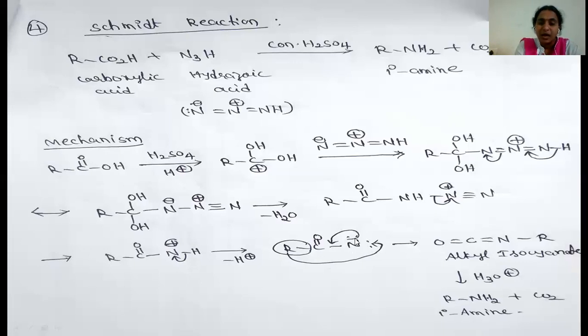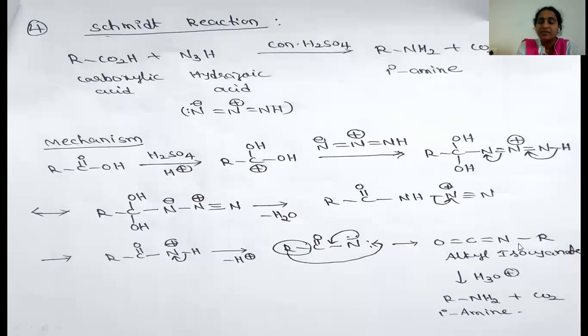Here this compound is undergoing rearrangement. This bonding electron shifted towards here. Simultaneously, this R group along with the bonding electron shifted towards this nitrogen. And finally, which produces the alkyl isocyanate.